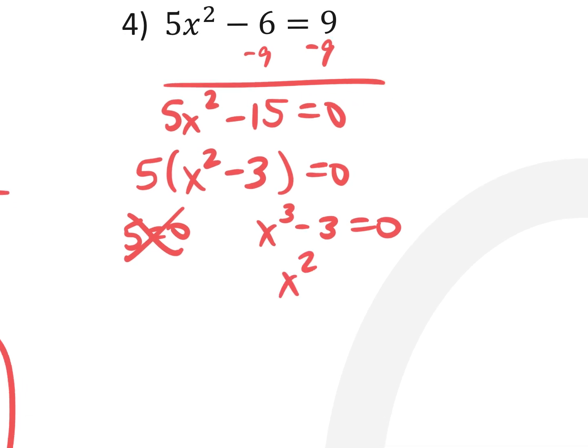Add 3 to both sides, so x squared equals 3. And then we do what? Take the square root. When you put the square root on, what goes in front? Plus or minus root 3. Yep.